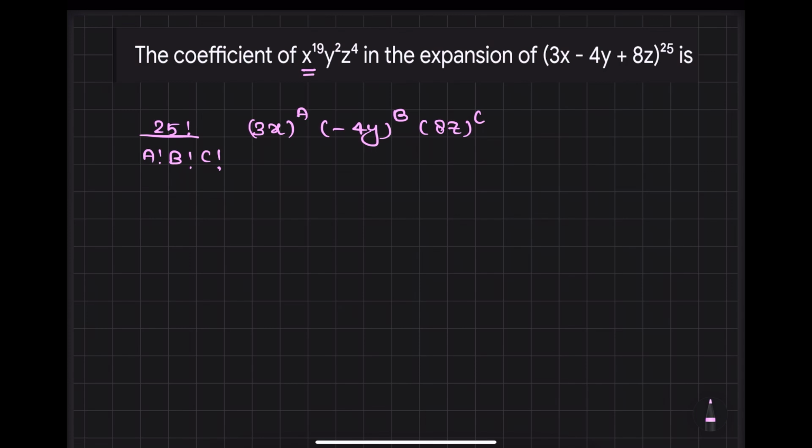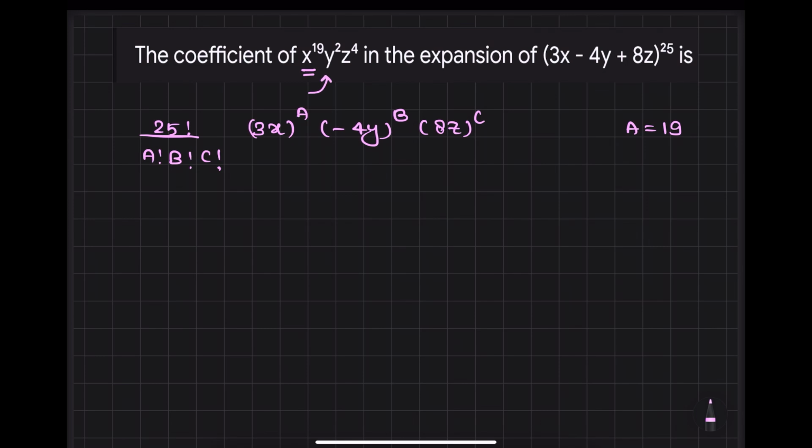Okay, now what do we need as the power of x? We want the power of x to take 19, and you know that x is involved over here only, so it is independent. So what should we do? We should assume that a is nothing but 19.